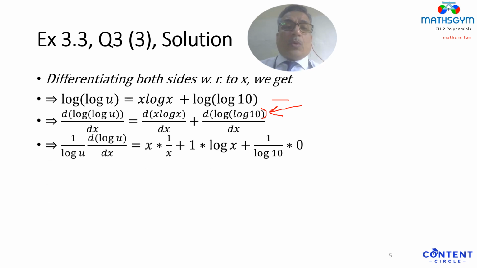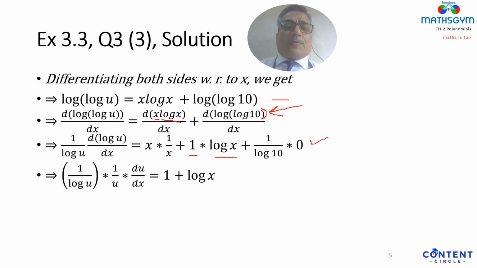It becomes 1 by u, 1 by log u into d dx of log u is equal to x into 1 by x plus 1 into log x. We have applied the product rule out here, where x is one expression, which you may consider to be u, and log x as v. We're talking of the product rule u into v. So it is x into 1 by x plus 1 into log x plus 1 by log 10 into 0, because the derivative of log 10 is 0, which is a constant term. So what we get is 1 by log u into 1 by u. Now d dx of log u is 1 by u into du by dx, plus 1 plus log x. Here these two get cancelled.